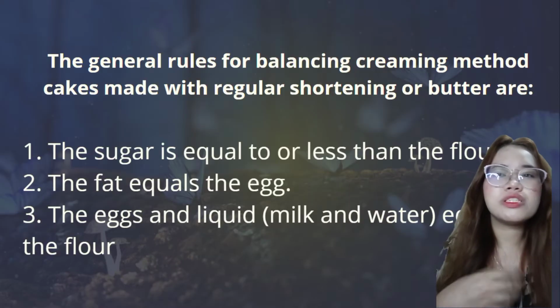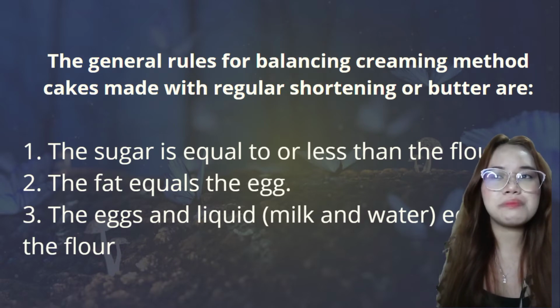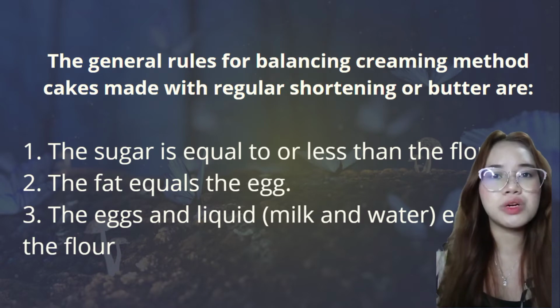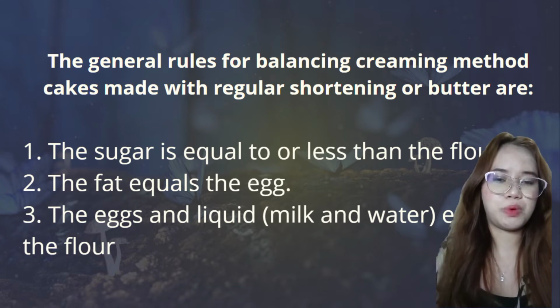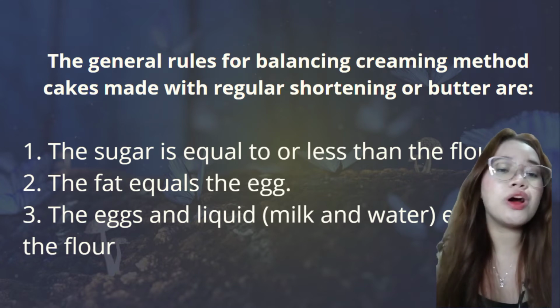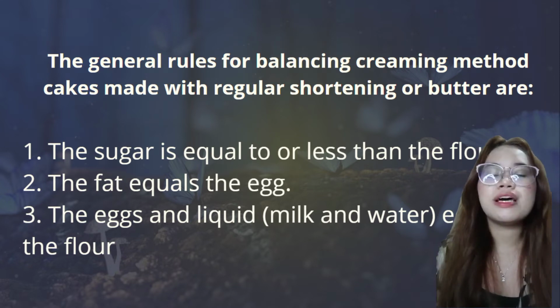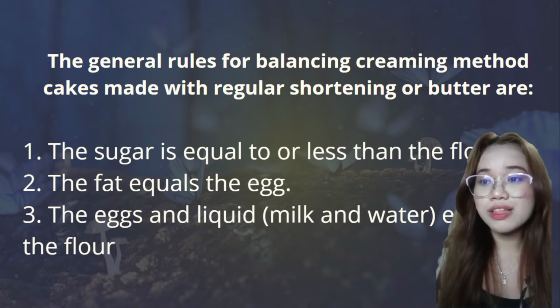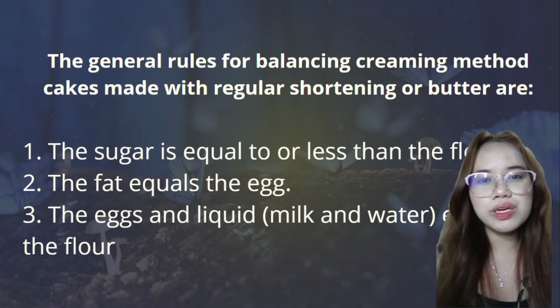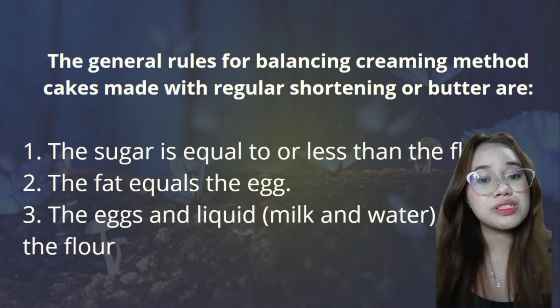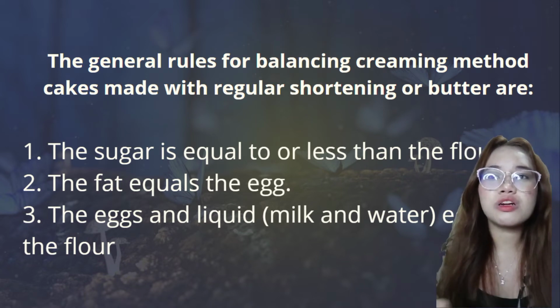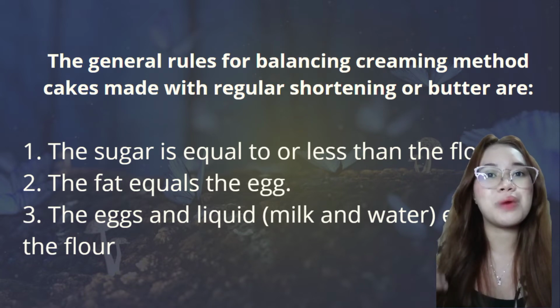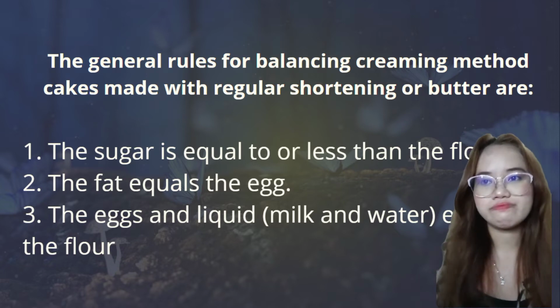Okay, so the general rules for balancing creaming method cakes made with regular shortening or butter are: number 1, the sugar is equal to or less than the flour. Number 2, the fat equals the egg. Number 3, the eggs and liquid, or the milk and water, equals the flour. Those are the general rules for balancing the creaming method with shortening.